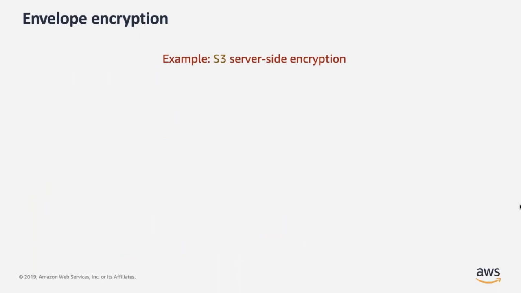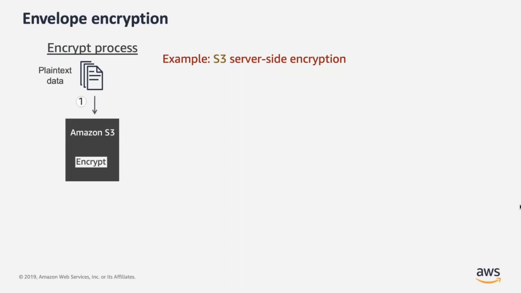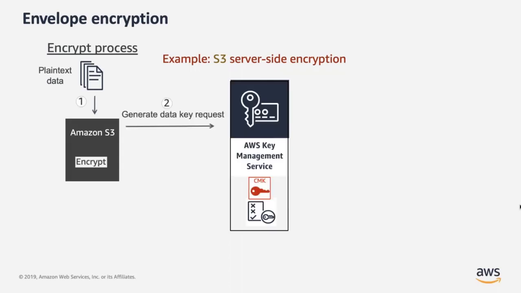So I've talked a lot about envelope encryption. Here's an example of it. In the example here, the context is S3 server-side encryption, but this can be applied to anything like application encryption, any other AWS services. They're using envelope encryption, which we'll demonstrate now. So first, let's say you start with plain text data. You send that to S3, which then needs to encrypt the data.